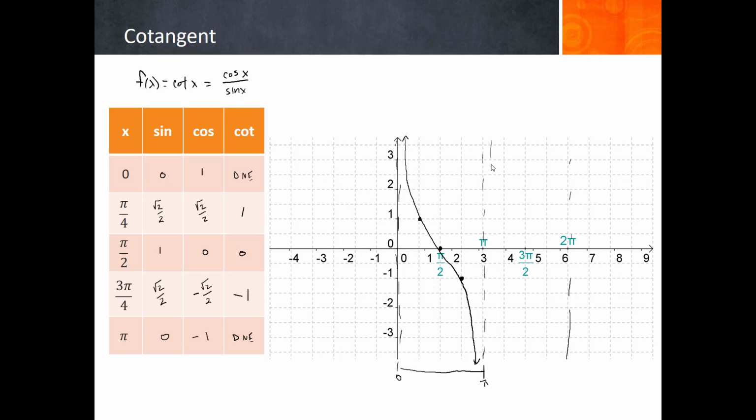So again, we could draw more parts to this graph. It's just a matter of copying it over and redrawing it. So we're going to have another asymptote here. And so again, it's the same thing. Okay, so that's what cotangent would look like.